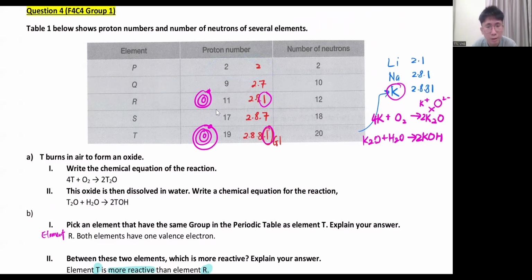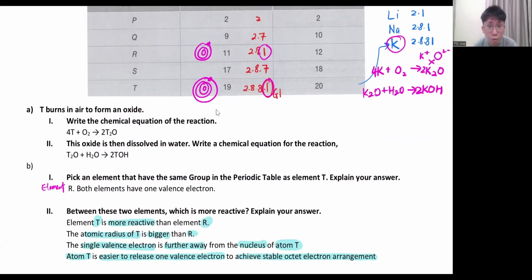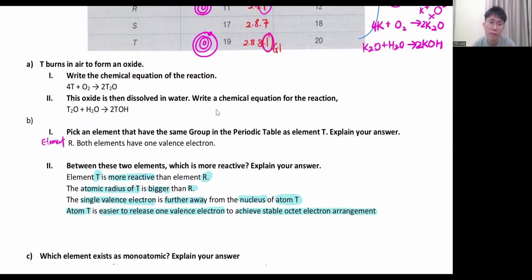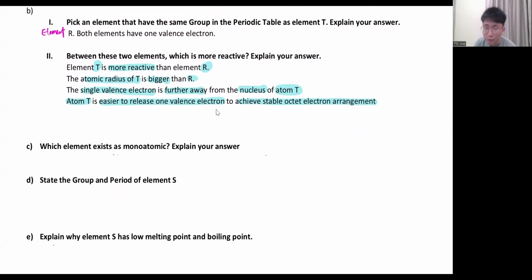Except for the first element. Why? Because the first element is the first shell. The first shell can only have a maximum of 2. How can the first shell get 8? So 2 is already the maximum of the first shell. So I will say 2 is also considered your group 18 first element, because this element has achieved duplet electron arrangement. For element P, having a 2 in the first shell, we call it duplet. For octet, it is 2.8, 2.8.8, and so on.